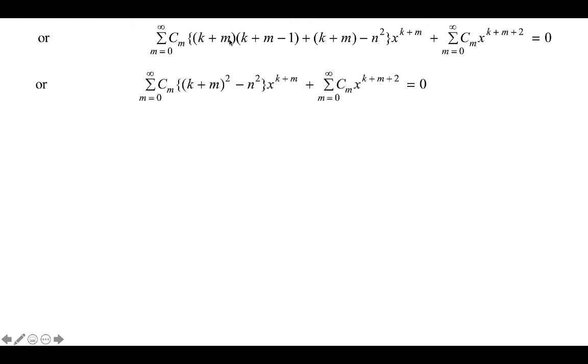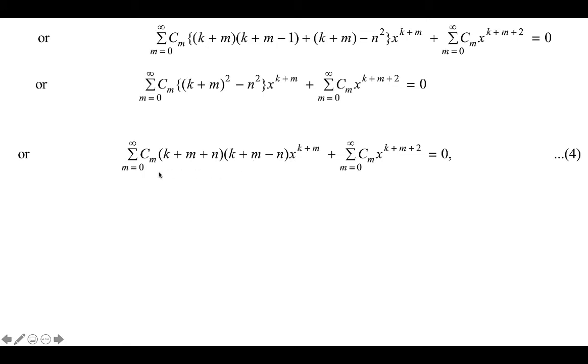If we group k+m in the first and second term, we get the expression (k+m)(k+m−1) + 1, that is (k+m)² − n², times x^(k+m) in the first series. We can also observe that the coefficient here contains an expression of the form a² − b², which can be factorized as (a − b)(a + b). So that we get a new relation as Σ c_m (k+m+n)(k+m−n) x^(k+m) + Σ c_m x^(k+m+2) = 0.